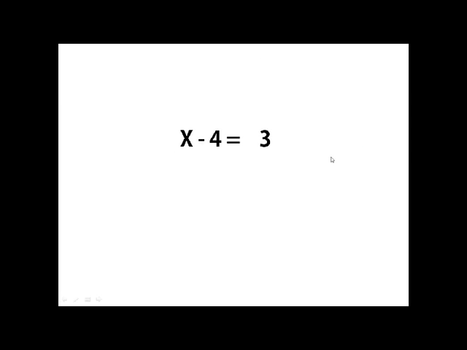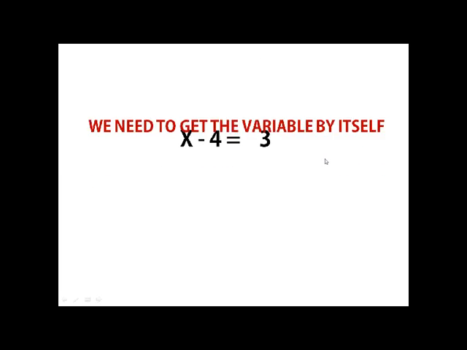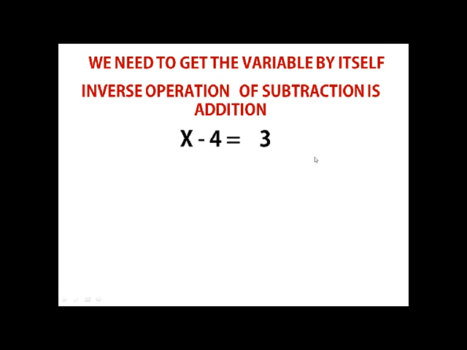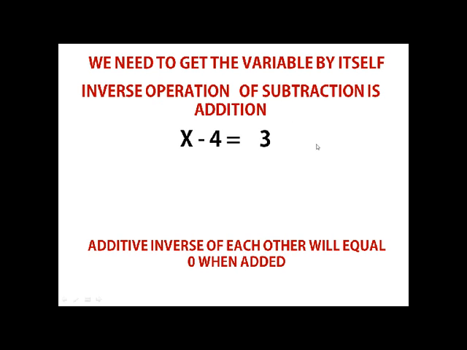Now, let's try to solve this equation, but without the tiles. We need to remember that the object of the game is to get the x on one side of the equal sign all by itself and all the numbers on the other side of the equal sign, correct? And we also want to know that the inverse or opposite operation of subtraction is addition. And the additive inverses of each other will equal 0 when added.